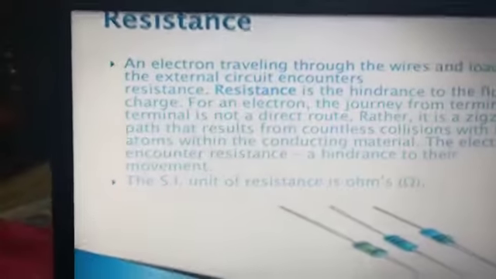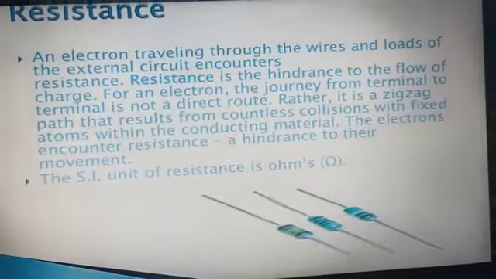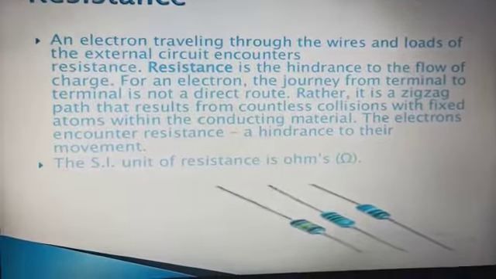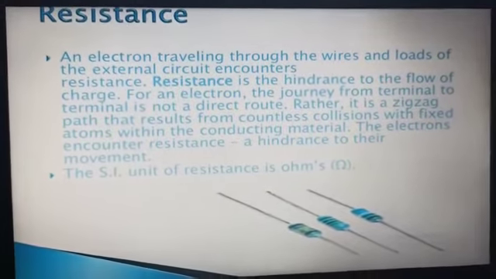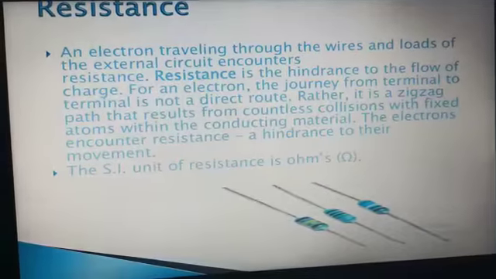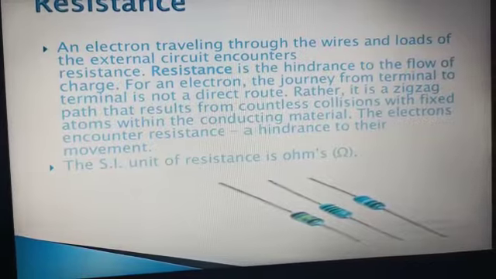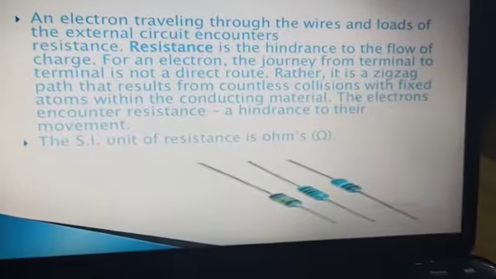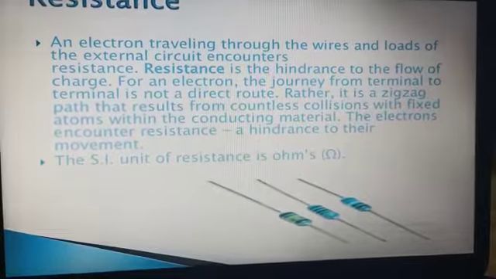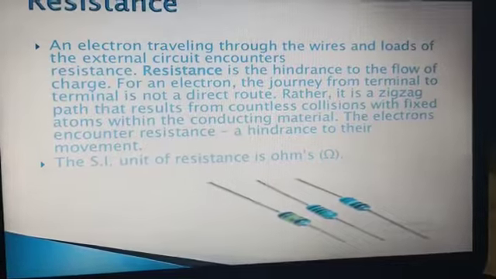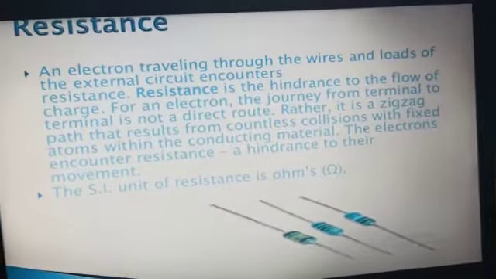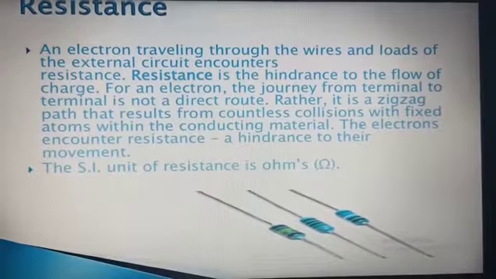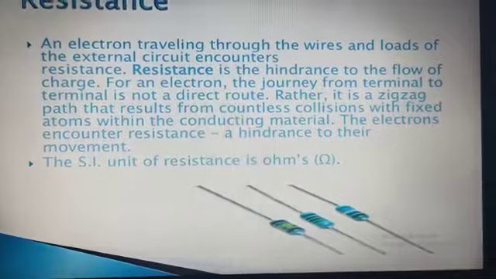What is resistance? So resistance is the obstruction or the hindrance. Hindrance means blockage, the obstruction to the flow of current. An electron traveling through the wires and loads of the external circuit encounters resistance. Resistance is the hindrance to the flow of charge. For an electron, the journey from terminal to terminal is not a direct route. Rather, it is a zigzag path that results from countless collisions with fixed atoms within the conducting material. The electrons encounter resistance, a hindrance to their movement.